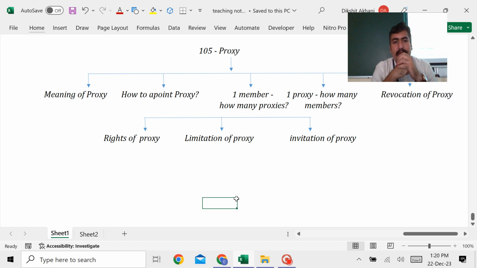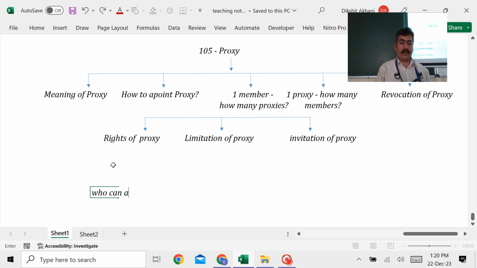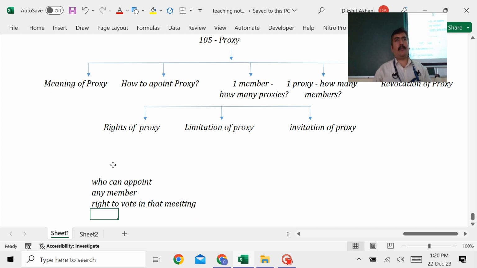General meaning, I think everyone knows, when any member who has right to vote, he can appoint the proxy, right? So if I ask who can appoint the proxy, the answer is any member who has right to vote in that meeting can appoint the proxy. That's the first thing. Proxy is the person who will represent the member in his absence in the general meeting.